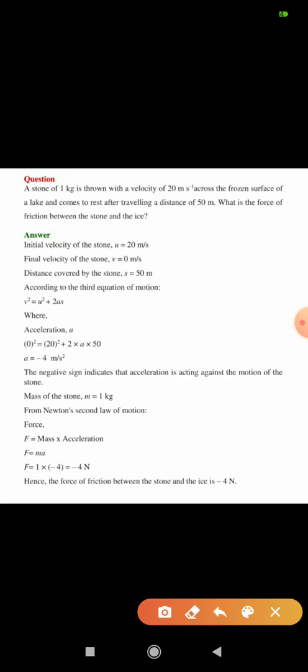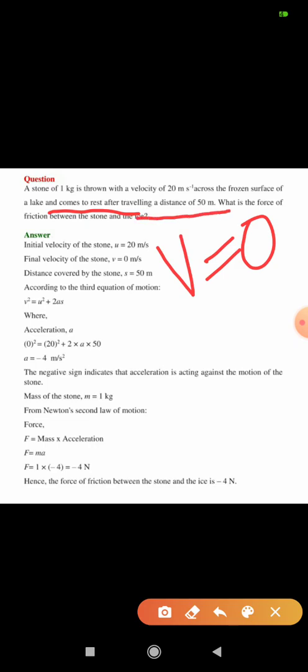Across the frozen surface of a lake and comes to rest. Now the stone was already thrown with a velocity, and later on it came to rest, which means final velocity v became 0. Now we have the value of m, u as well as v. One more thing: it comes to rest after traveling a distance of 50 meter. Distance means s, 50 meter already given to us.